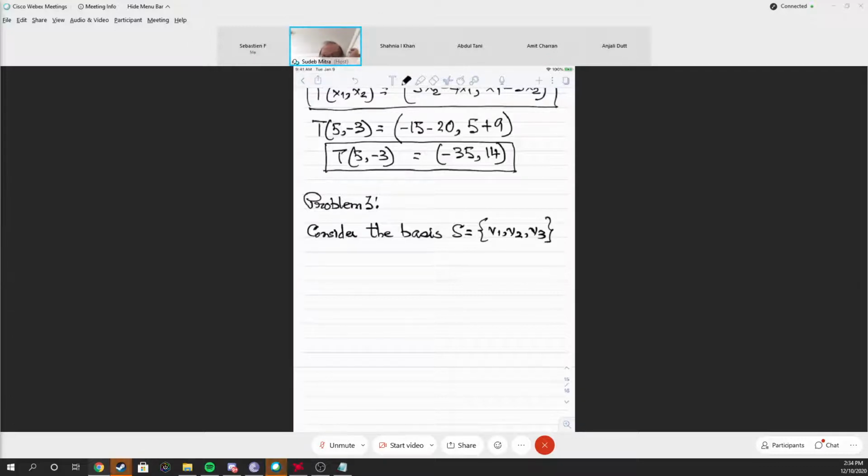Let's finish this first. Consider the basis for R3, where V1, V2, V3 are vectors in R3. This is the basis. V1 is 1, 1, 1. V2 is 1, 1, 0. V3 is 1, 0, 0.